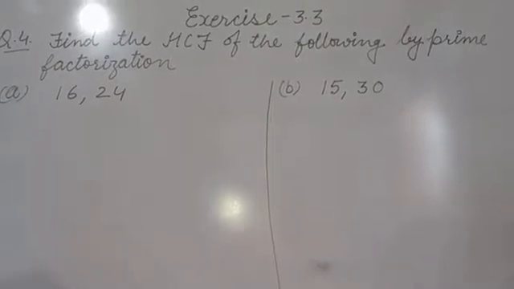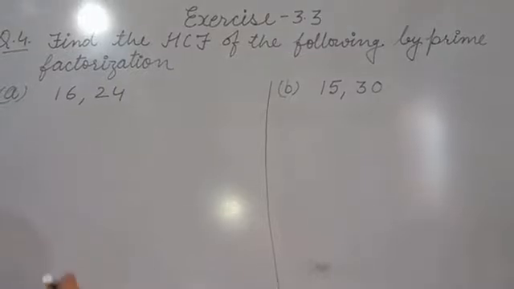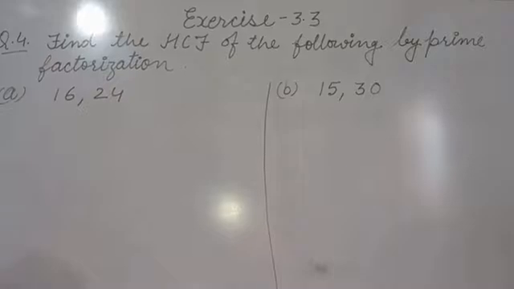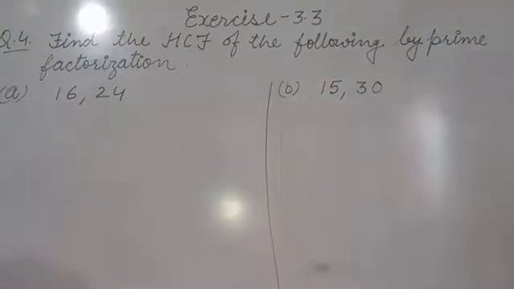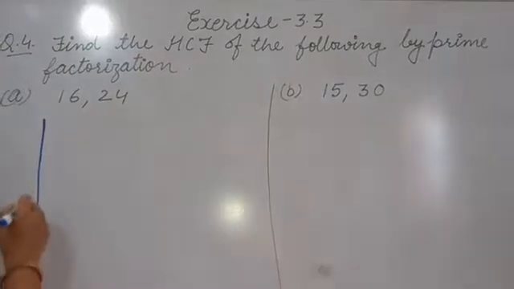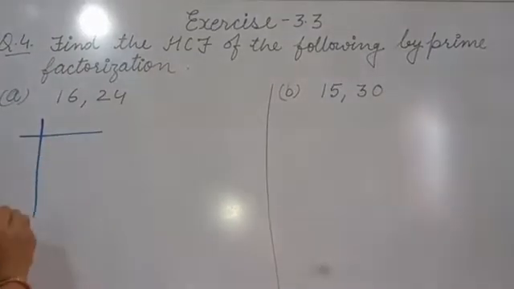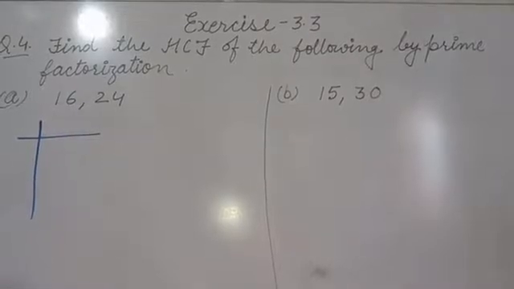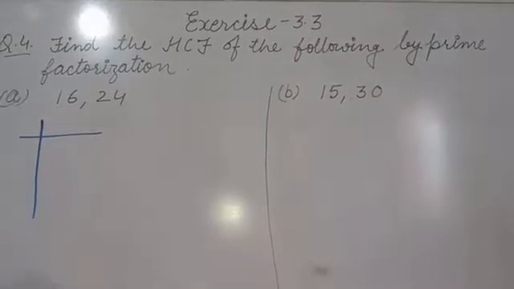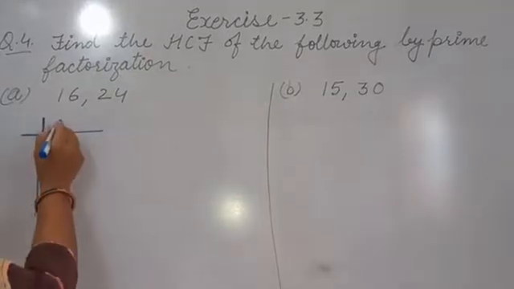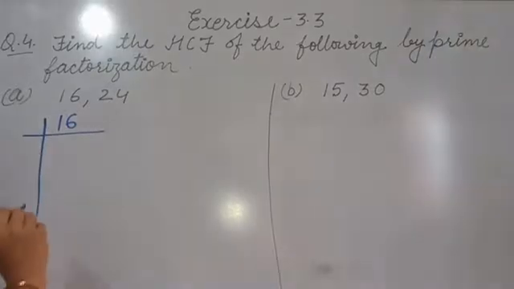So first of all let me start with part A. There are 16 and 24. We have to find the prime factors of 16 and 24. As I told you previously, for prime factors we have two methods, the tree method and the division method. Here we will use the division method. Now we will find the prime factors of 16.